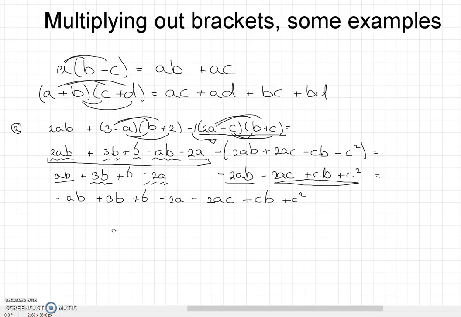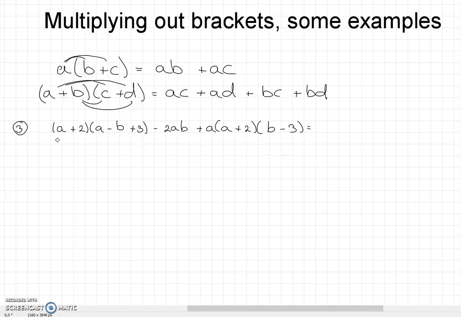We check if we haven't missed like terms. ab, there's no other. b, there's no other. 6, nothing without letters. 2a, something with a, no. ac, check. cb, check. c squared, also check. The important part in this expression here is the negative sign, which you carry on and you make sure you copy it down to each separate term. Mind your minus.